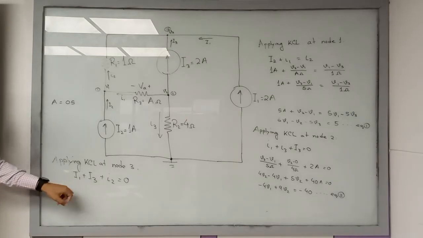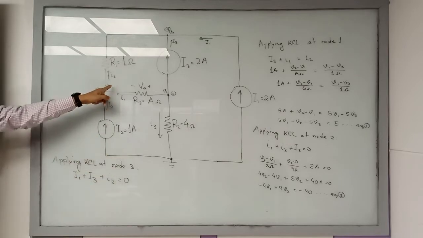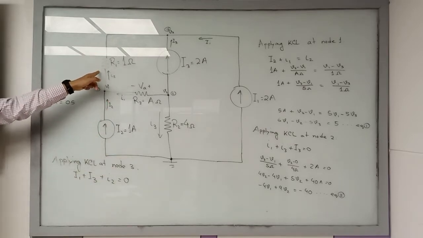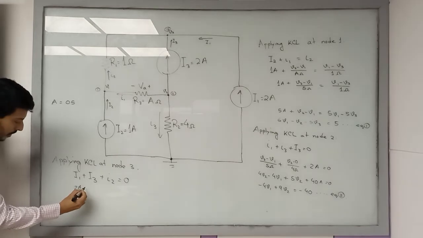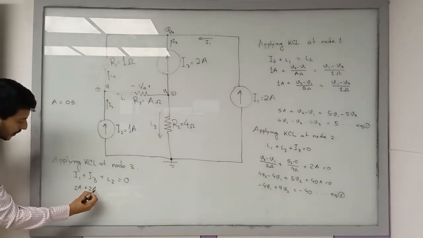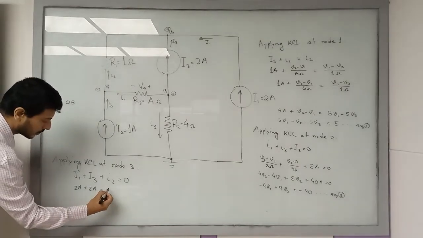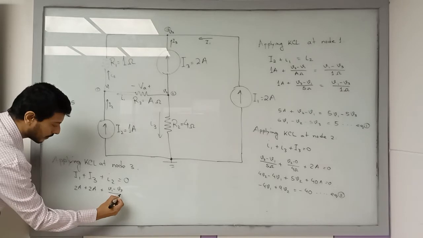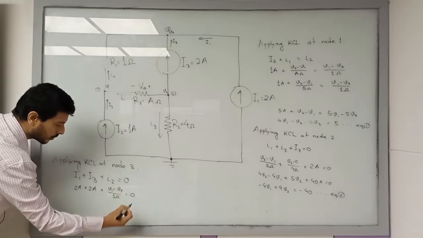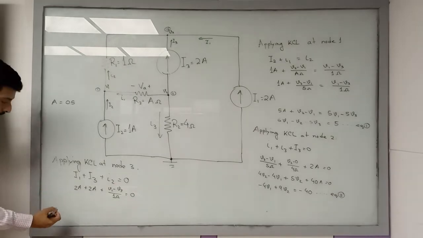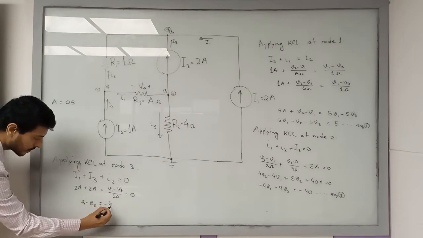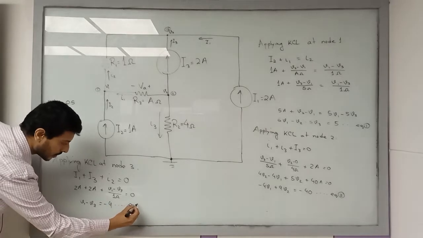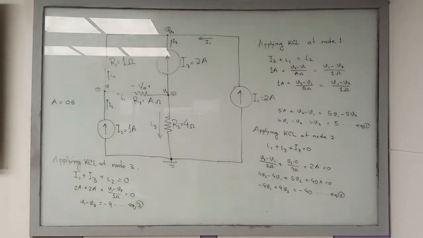So I3 we know, I1 we know, and I2 is V1 minus V3 divided by 1 ohm, right? So write that. How much is I1? I1 is 2 ampere. I3 is 2 ampere. Okay? What is I2? V1 minus V3 divided by 1 ohm should be equal to 0. Okay? So simplify this equation. This becomes 4. So V1 minus V3 is equal to minus 4. This is your third equation. So solve these three equations to find V1, V2, and V3. Okay?